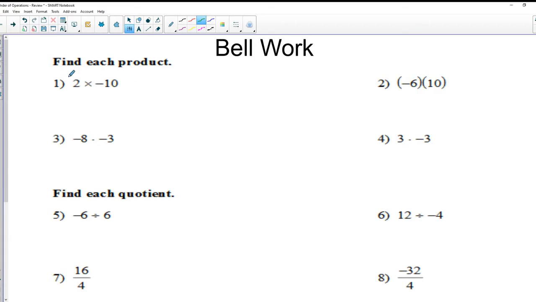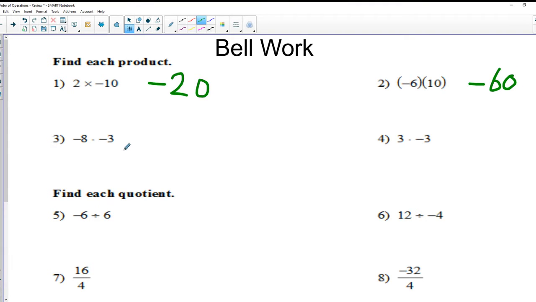Let's start off with 2 times negative 10. Well, that's a positive times a negative. 2 times 10 is 20, so we're going to end up with negative 20. Number 2, 6 times 10 is 60. Negative times a positive, once again, is a negative number.